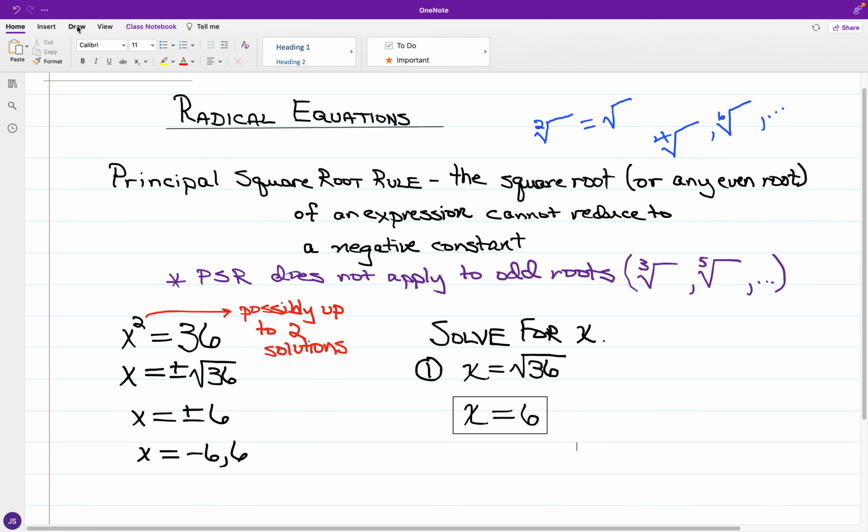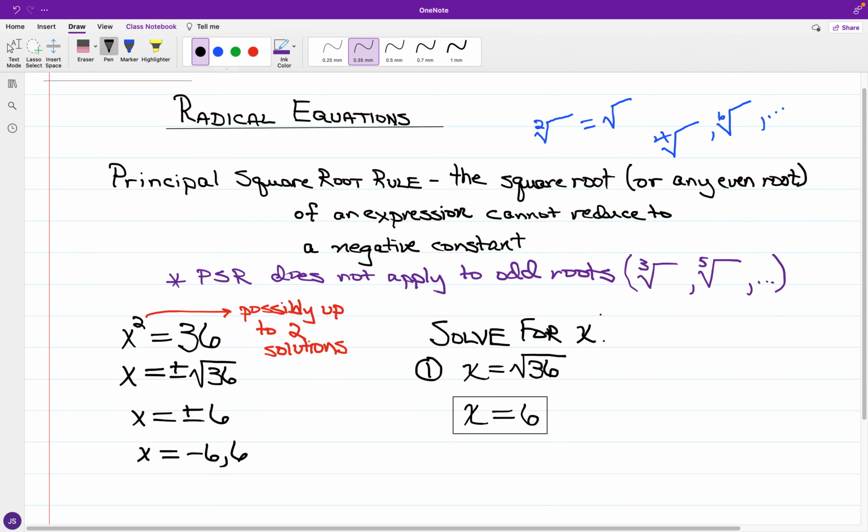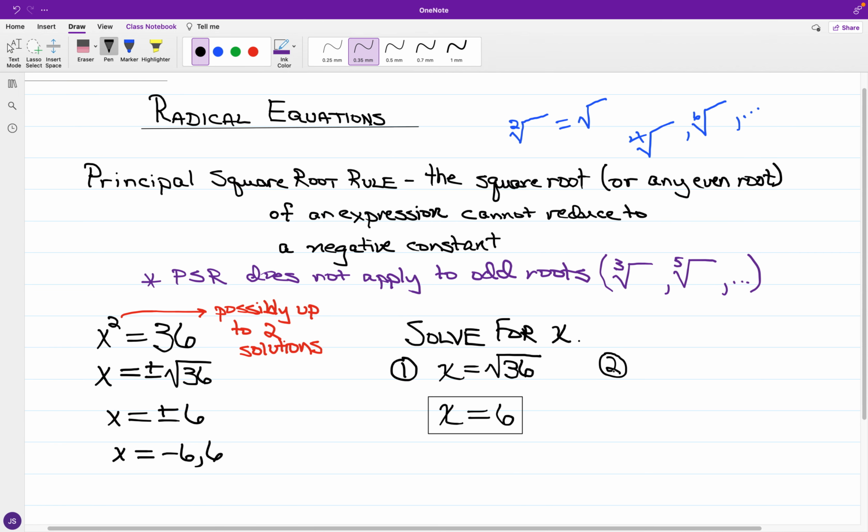Also, in the case of a radical, if I have x is equal to the square root of 100, the square root of 100 is going to be just one number, and that is the positive value, which is 10.